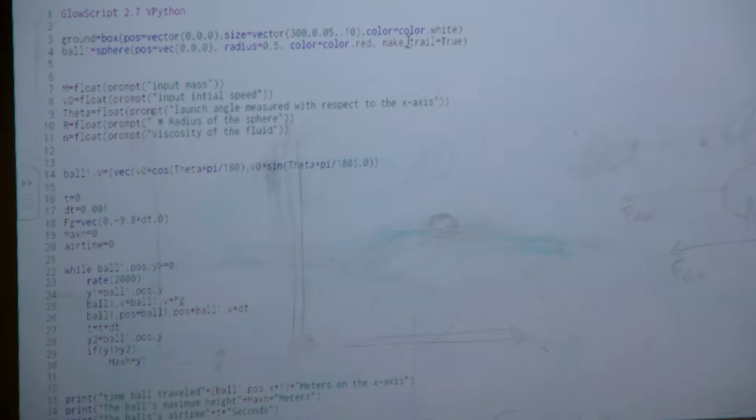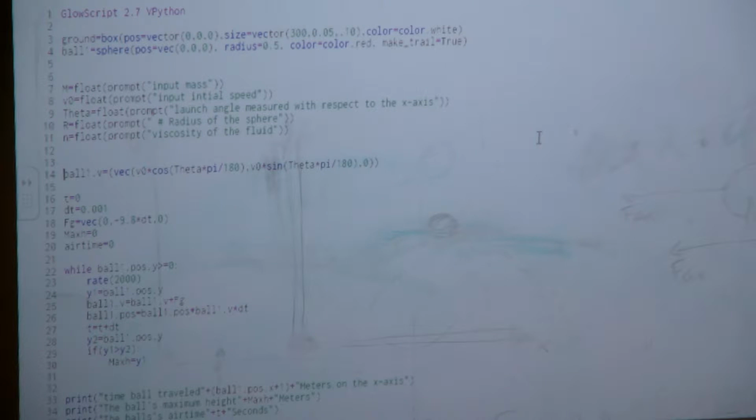In this section with the inputs, this part of the code is used to gather input information from the user. We have M, which is our mass. We have V naught, which is the initial speed. We have theta, which is the launch angle measured with respect to the x-axis. We have the radius, which Dr. Marble gave us, which is 0.5 for both balls. And then we have the viscosity of the fluid.